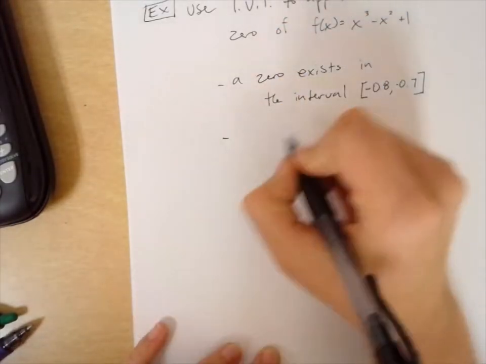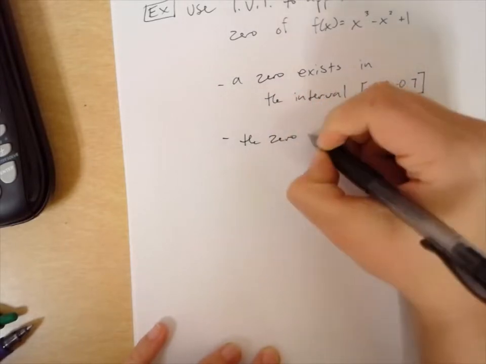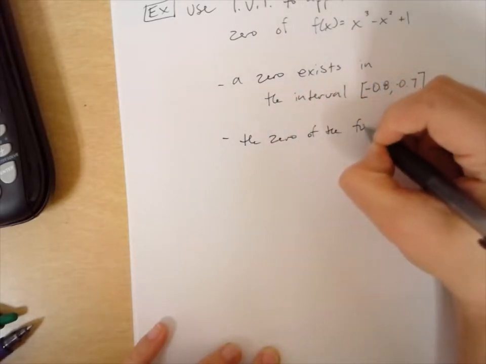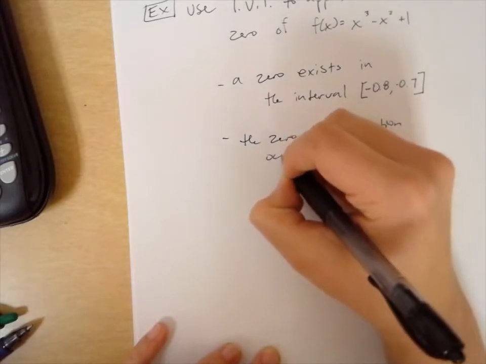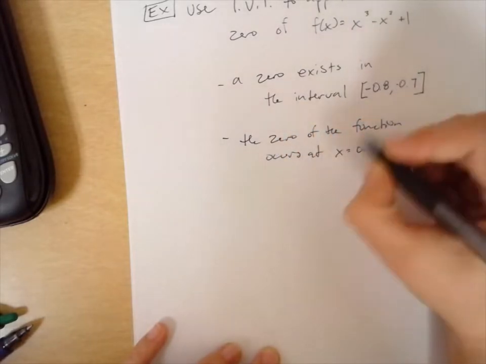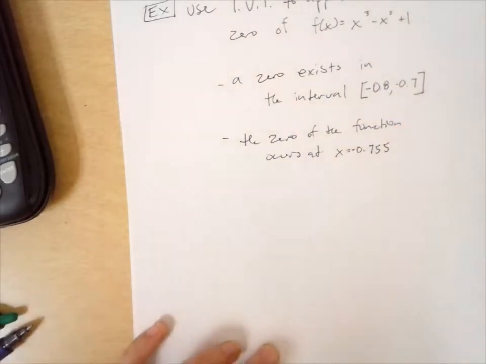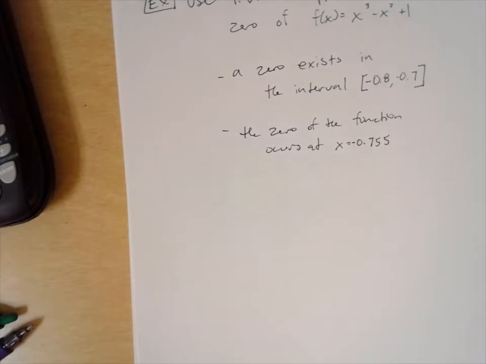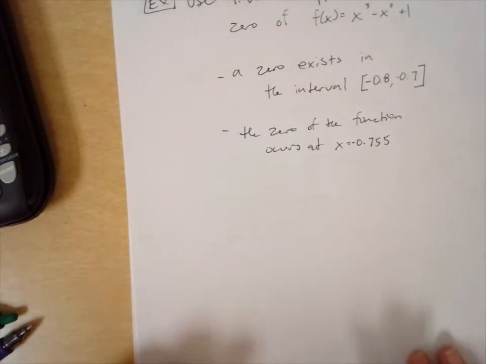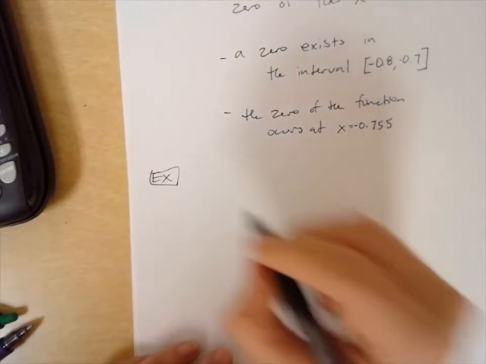And we'll have our final answer: the 0 of the function occurs at x equals negative 0.755. Pretty cool stuff. Next, let's talk about an example with finding intervals. And then I'll totally leave you alone.